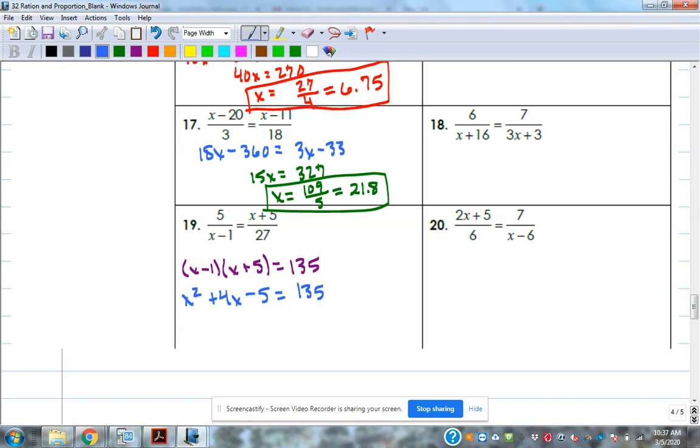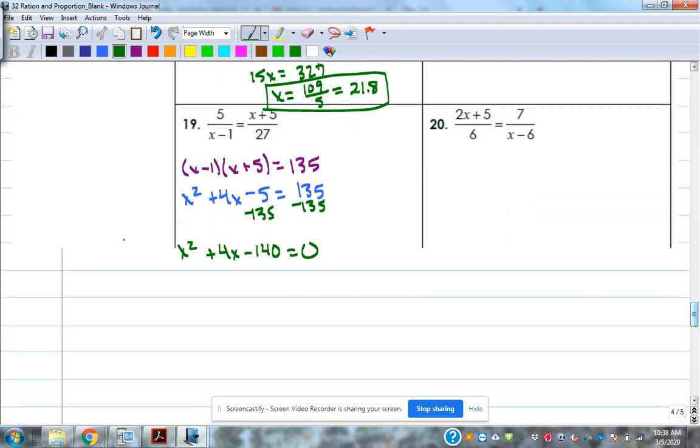And then to solve that, what do I have to do? If I'm going to use factoring, what do I have to do first? Get it equal to 0, right? If I'm going to use the quadratic formula or factoring to solve this, both of which are valid methods for doing this, I've got to get it equal to 0 for either one of those ways. Okay, so I'm going to move the 135 by subtraction. So x squared plus 4x minus 140 is equal to 0.